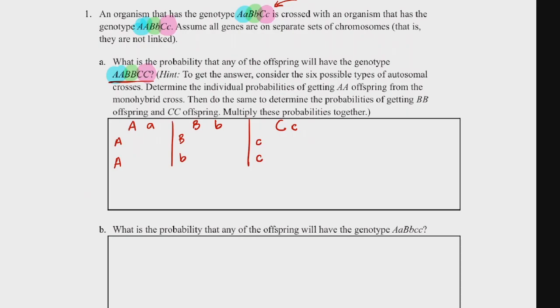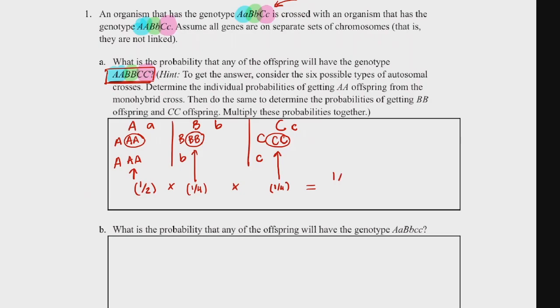So in these three, we're looking for homozygous dominant of each of these genes. And we can see here, oh, this is big C, that in this box, there's a half chance of getting the desired allele. In this box, there's only a fourth chance of obtaining big B, big B. And in this box, similar to B, there's a fourth chance. So, like last time, to get the probability of getting all of these in one, you would just multiply that out, and the answer would be 1 over 32.